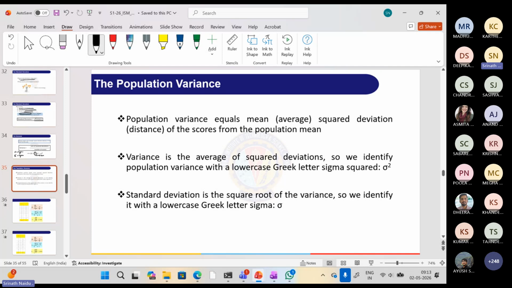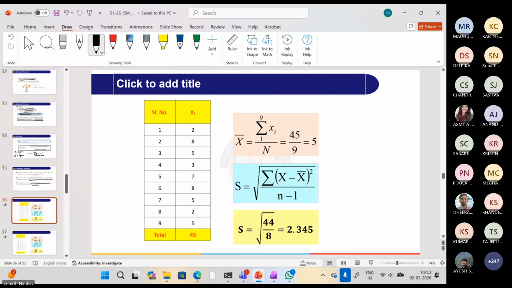Okay. So the population variance equals the average squared deviation of scores from the population mean. And the variance is the average of squared deviations. So we identify the population variance with the lowercase Greek letter sigma, sigma squared. Okay, standard deviation is the square root of the variance, so that is the lowercase Greek letter sigma, small sigma, sigma squared.